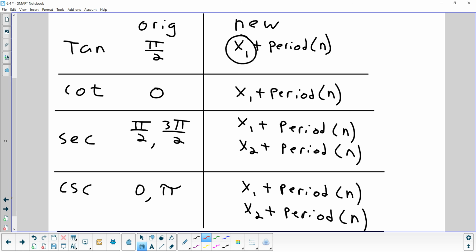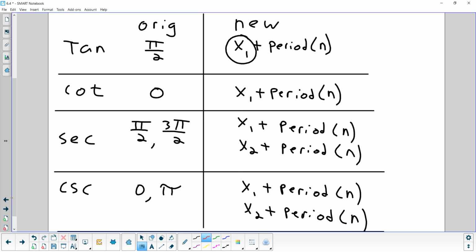And as long as you know what the asymptotes are in the first positive cycle, then you can figure out what happens to them if you do a transformation by setting them equal to the argument. And then if you put plus the period times n, that will describe how often the asymptotes repeat. When you're describing tangent and cotangent, since there is only one asymptote per cycle, your answer would only have x equals, and that would be it.